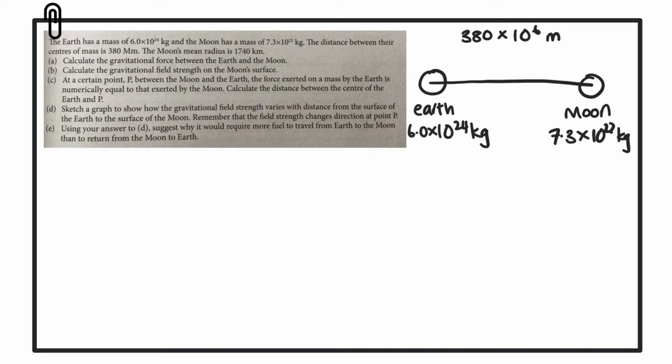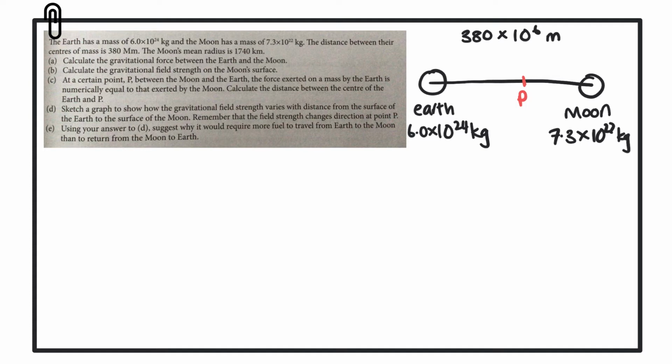Okay, so let's have a look at part C. At a certain point P between the Moon and the Earth, the force exerted on a mass by the Earth is numerically equal to that exerted by the Moon. Calculate the distance between the centre of the Earth and P. So somewhere in between the Earth and the Moon, there exists a point P where the gravitational field strength is 0. So that means that the Earth is pulling on an object at point P with the same force per kilogram that the Moon is pulling on that same object.